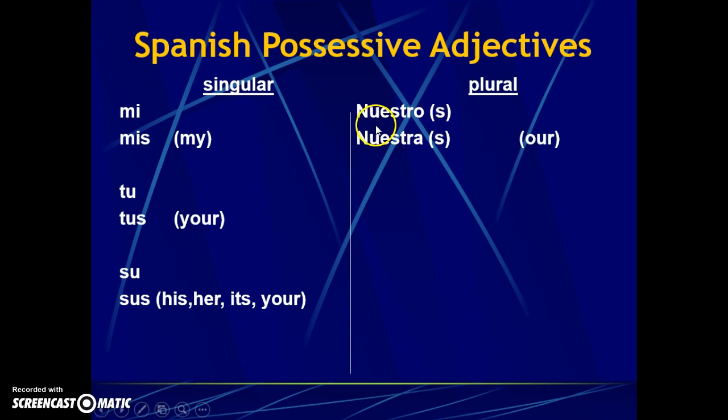Over here, the plural: nuestra and nuestro, or nuestros and nuestras. So four different ones: nuestro, nuestra, nuestros, nuestras. All of those mean our. And then we have su and sus, just like over here. They can also mean their and your formally. So both su and sus can be singular and plural. So those two little words right here can mean a lot. It just depends on the context of the sentence. But again, we'll practice with that and you'll get it in no time.